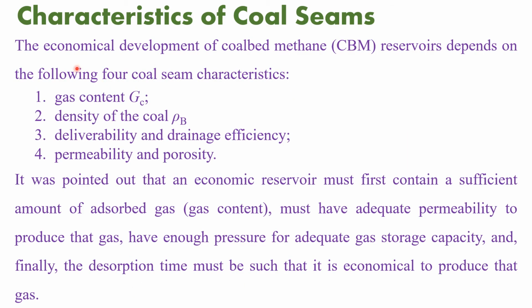So coal seam characteristics. So production methodology చదువుతున్నాం కాబట్టి we should determine the characteristics also. So మెయిన్గా gas content GC, density of coal ρB, deliverability and drainage efficiency. సో మనం ఇదే కన్వర్షన్లో flow efficiency చదువుతాం. Permeability and porosity. It was pointed out that an economic reservoir must first contain sufficient amount of adsorbed gas, that is gas content, and must have adequate permeability to produce that gas, have enough pressure for adequate gas storage capacity, and finally the desorption time must be such that it is economical to produce.